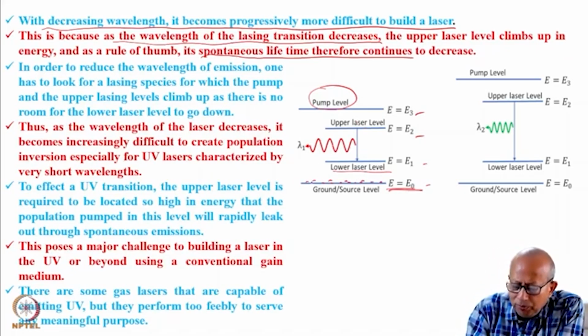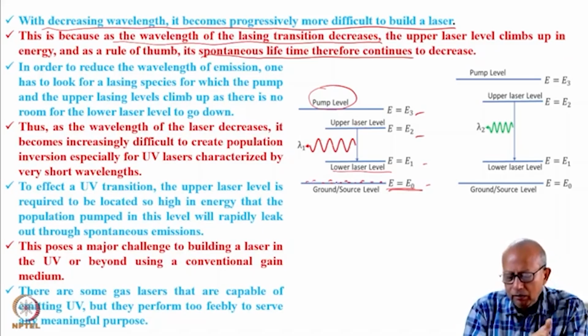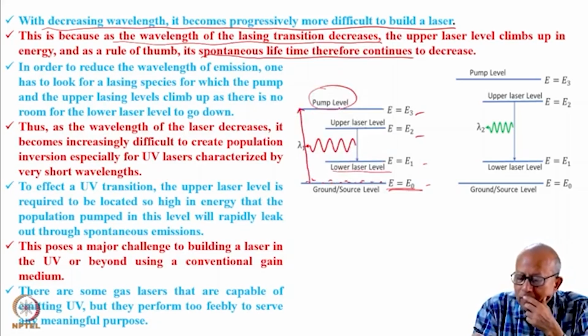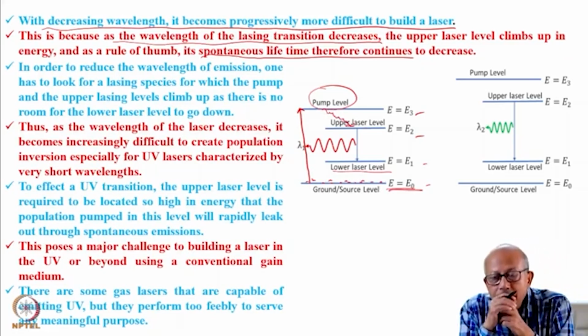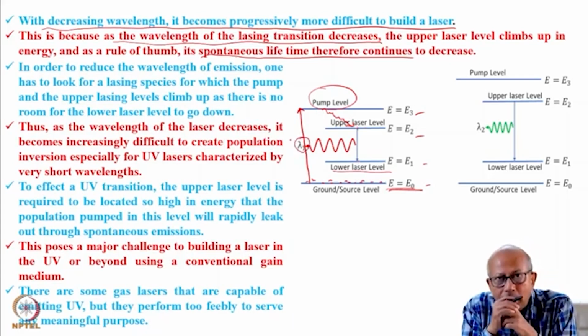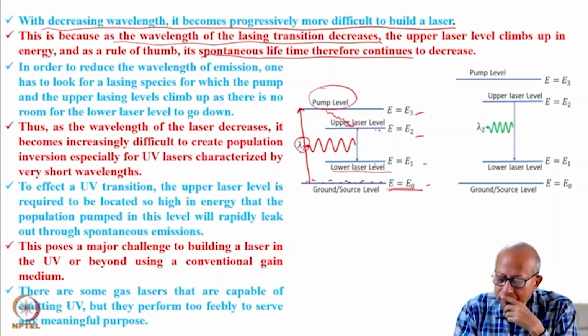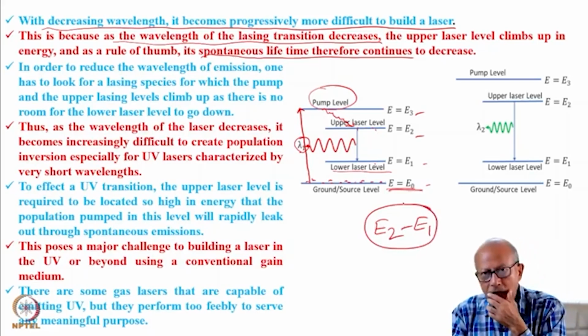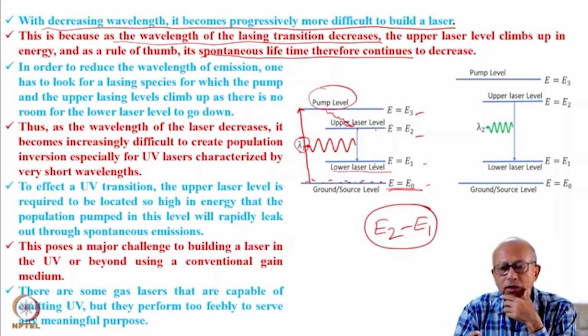So you pump, say, atoms or molecules from here to the pump level. And from here, it quickly relaxes to the upper level. And so this is the lasing transition, which gives you the wavelength λ1. If you have to reduce λ1, you will have to increase this gap. That means you have to increase E2 minus E1. Then only the transition will give you a shorter wavelength. Of course, you can appreciate this point.